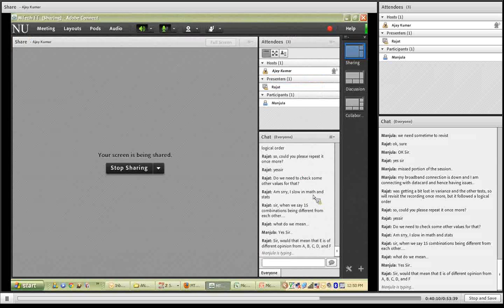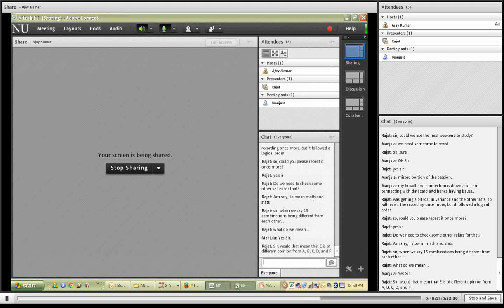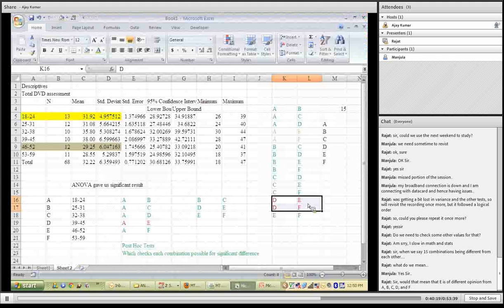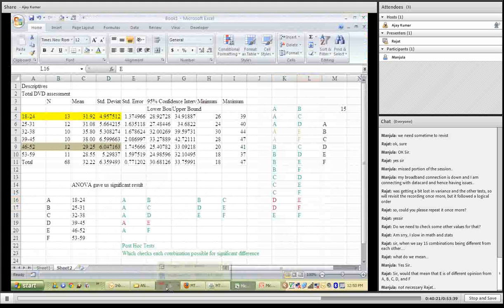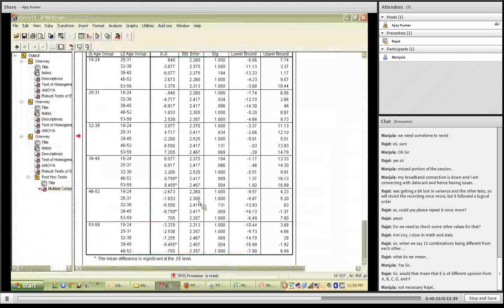So you asked, would that mean that E is of different opinion from A, B, C, D and F? No, no Rajat, that is not the case. Now you just have to look at this sheet. We have called this D, 46 to 52 is E, and 53 to 59 is F. Now look at this. It is this combination of 39 to 45 and 46 to 52, D and E, and this is different. You see the asterisk. You see the value is less than 0.05.